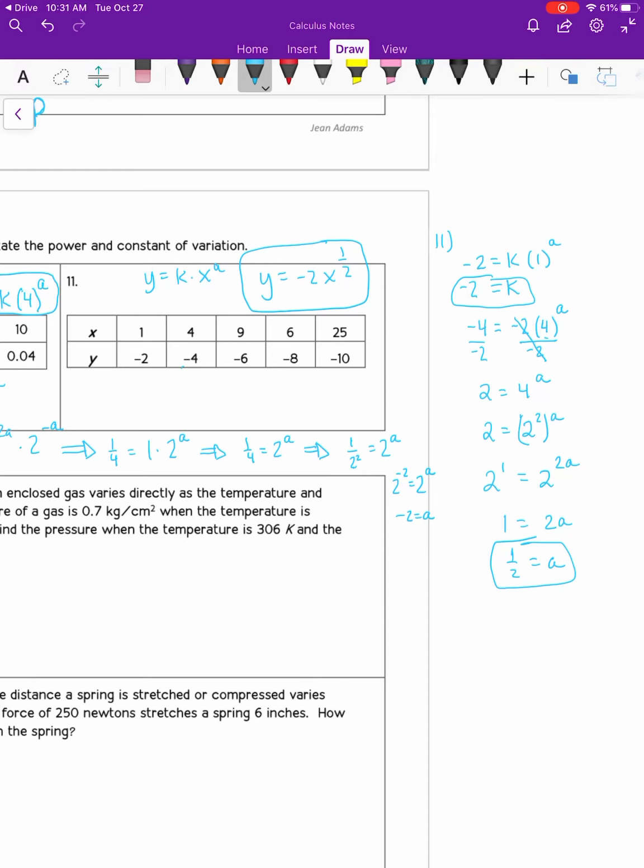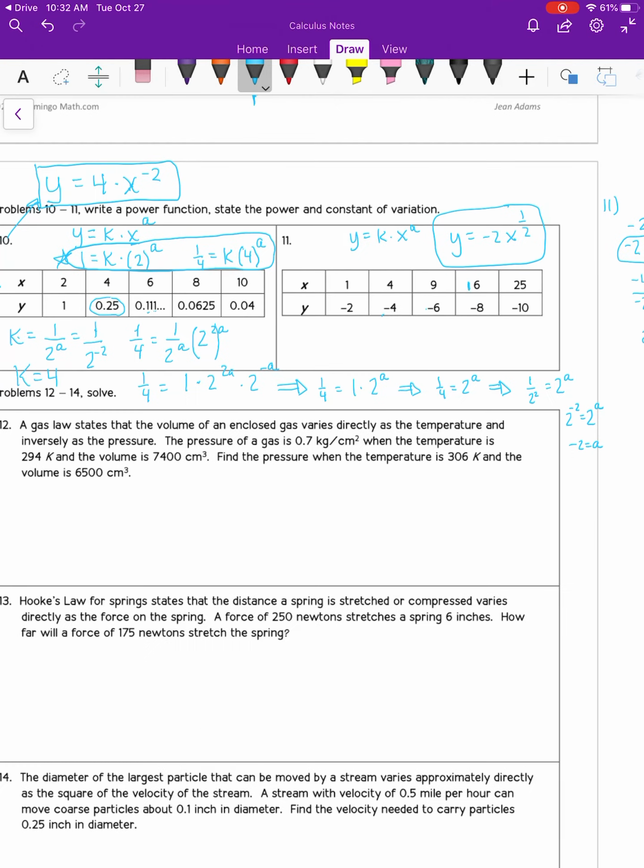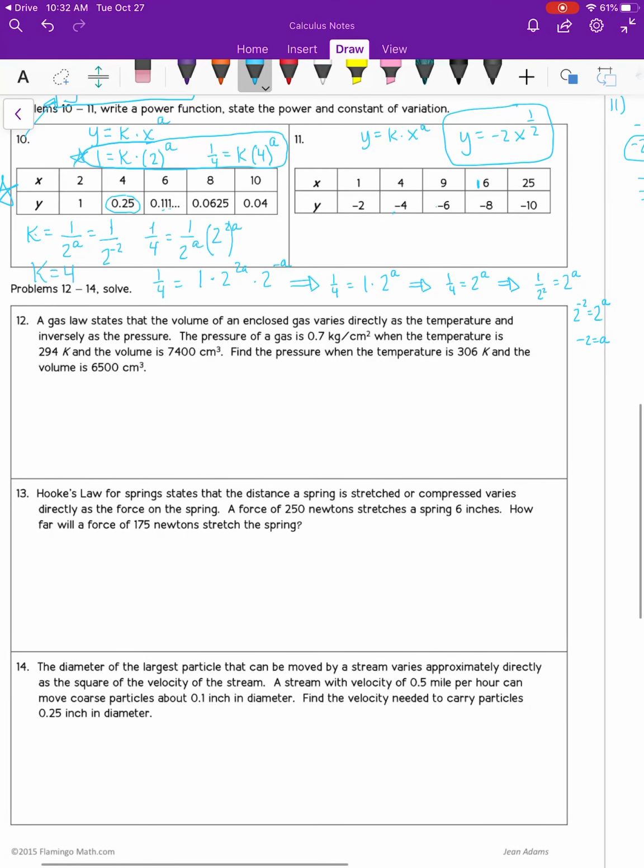If I put a 1 in, I get -2. If I put a 4 in, I get -4. If I put a 9 in, I get -6. If I put a 6 in, the square root of 6, I don't think that's supposed to be a 6. I think that's supposed to be a 16. If I put a 16 in, I get -8. Well, we just found a mistake on the homework that I didn't see until now. Oh my goodness, I better mark that maybe for next time we use it, if we ever use this homework again. I don't know that we will. Okay, but there's your two functions for 10 and 11.